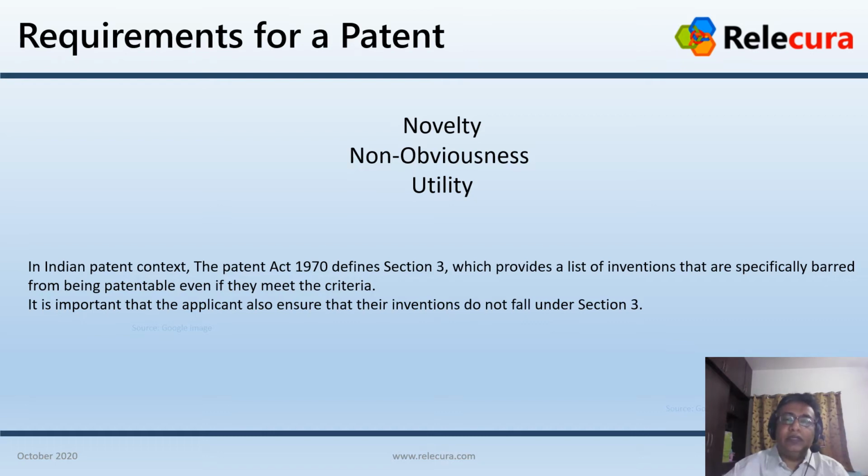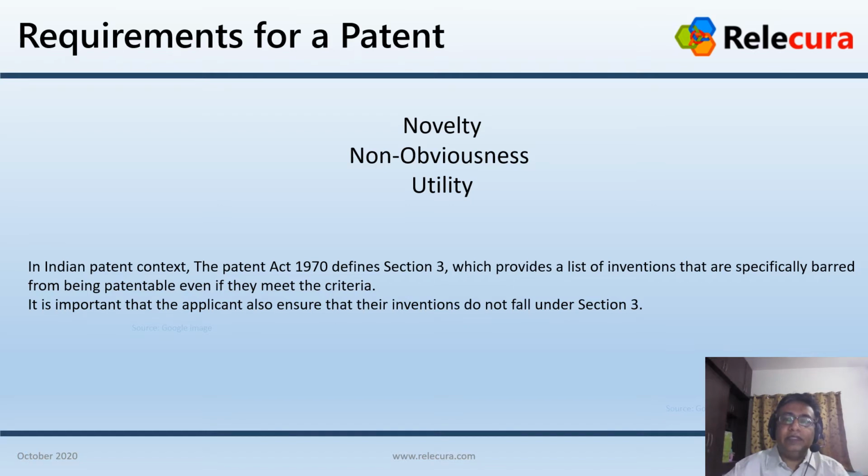The second requirement is non-obviousness. That means it should not be obvious to a person skilled in the art. Suppose you have an invention of a mobile phone and you say that you have attached an LED light in it and that it is an invention. A person skilled in the art already knows that an LED in a mobile phone is not a new invention. It's very obvious to a person skilled in the art. So your invention should be non-obvious.